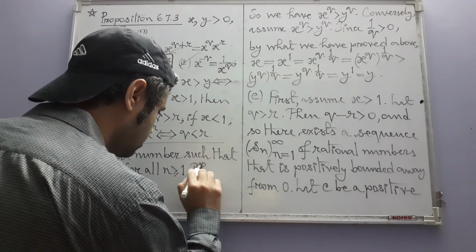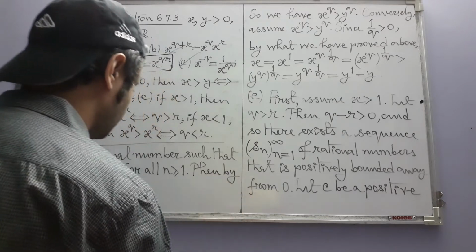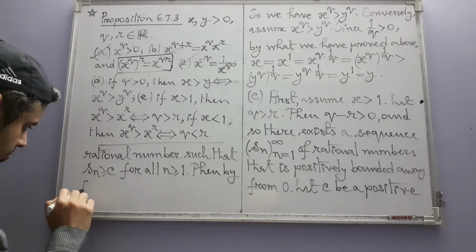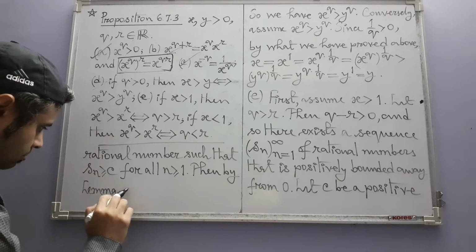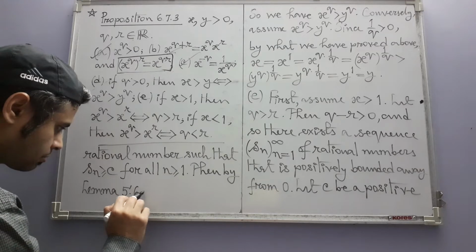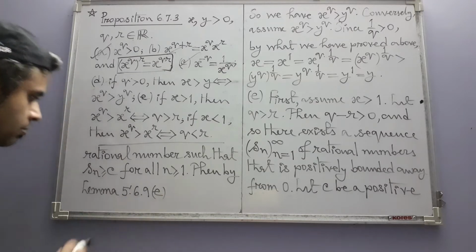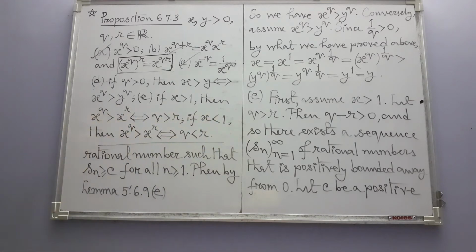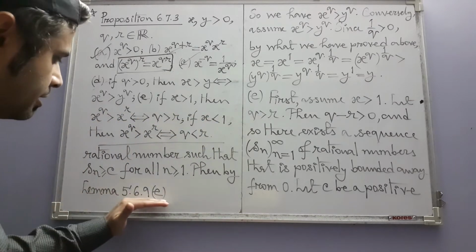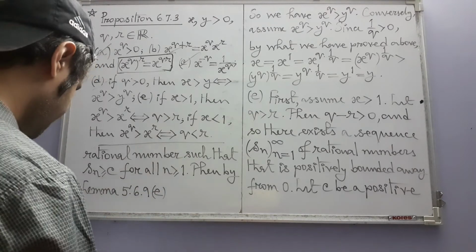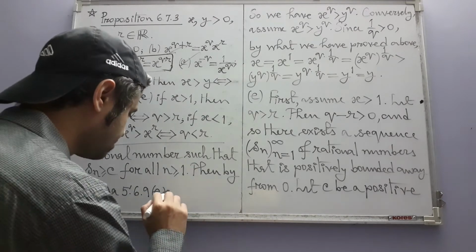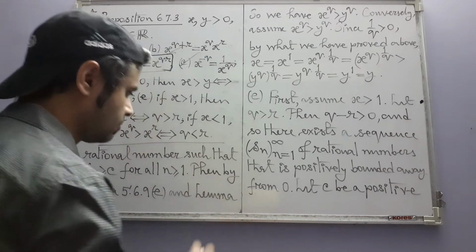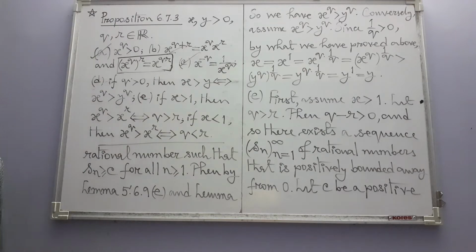That's what positively bounded away from 0 means. Then by lemma 569e, that means this result where the exponents are rational numbers, that is lemma 569 part E, and lemma 671.